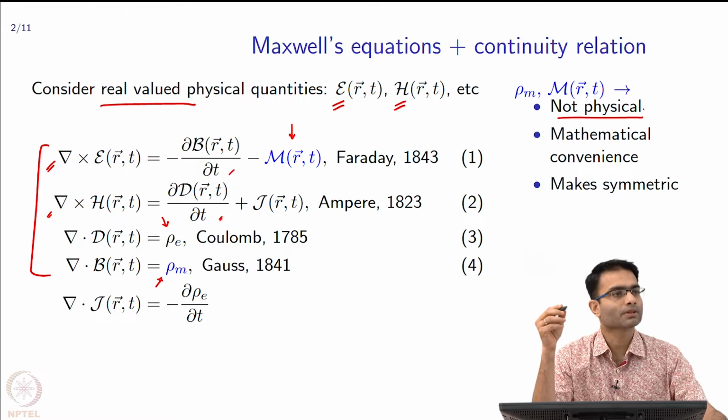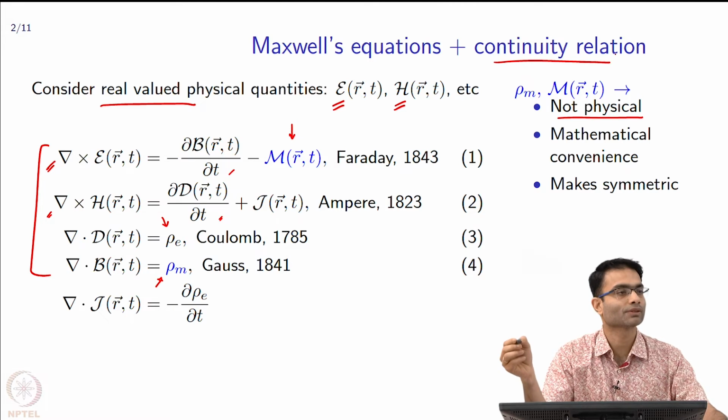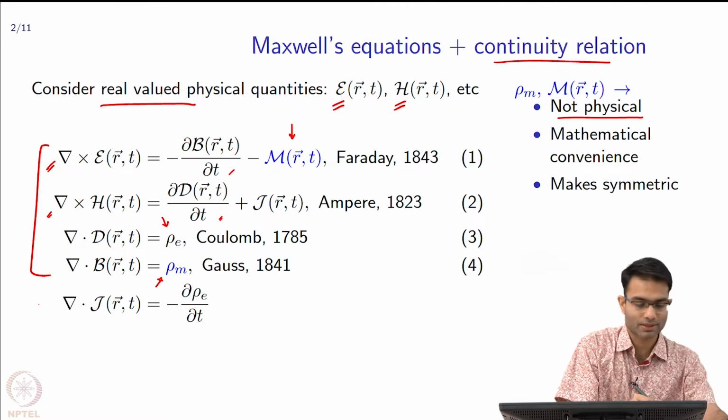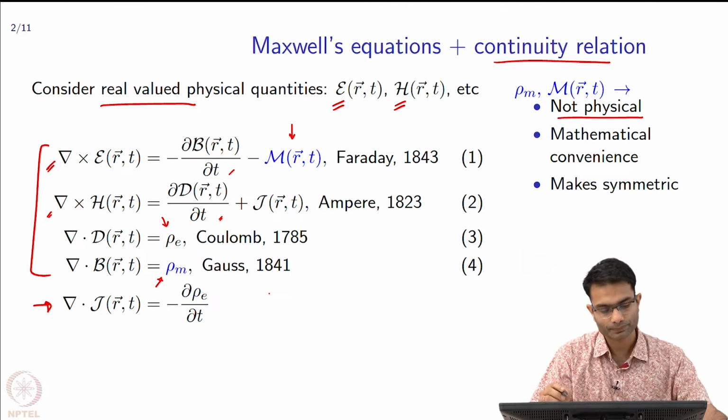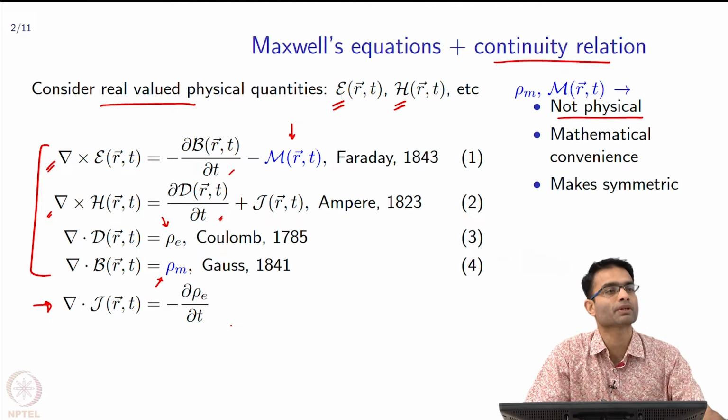Then there is another equation which is used alongside Maxwell's equations, which is the continuity relation for charge, okay. That is this equation that I have written at the bottom over here. Do you think that this equation is independent of the first four equations? It can be derived, right? How would we derive it? Take the divergence of the second equation, right?